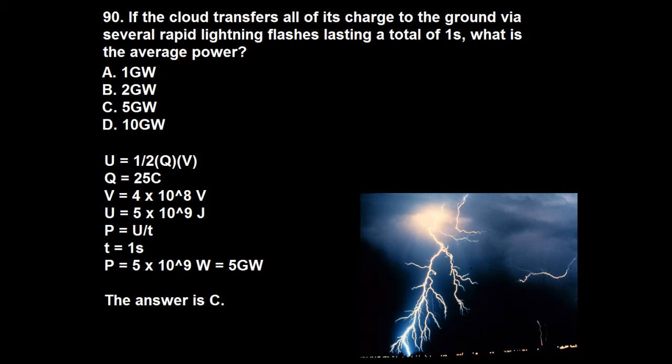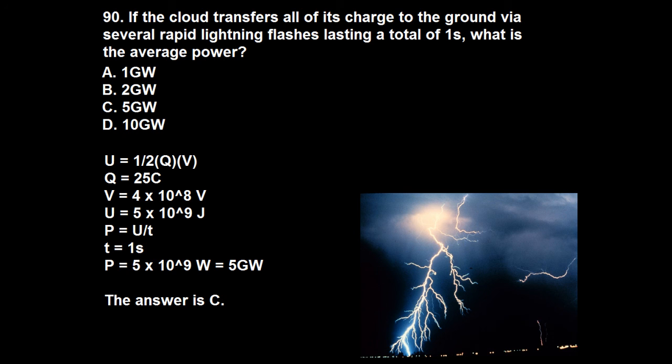The last question, question 90, asks, if the cloud transfers all of its charge to the ground via several rapid lightning flashes lasting a total of 1 second, what is the average power? So one equation we can use for this is U equals 1/2 times Q times V. Q is charge and V is voltage. We know that Q is 25 coulombs and V is 4 times 10 to the 8th volts. Multiplying that out, we get U equals 5 times 10 to the 9th joules.